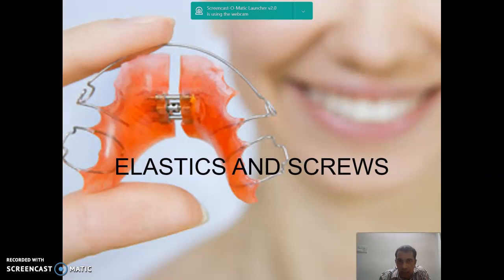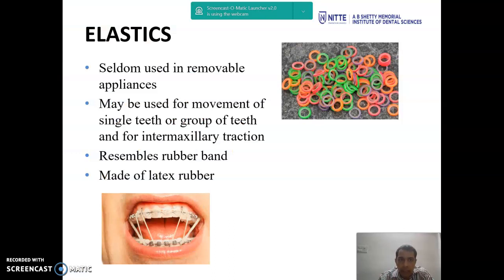Now, the elastics which are used are more commonly used with fixed orthodontic appliances. They are seldom used with the removable orthodontic appliances. The elastics, if they are used with the removable appliance, there is some sort of a fixed component. Not very often by itself are elastics used. In comparison to a removable and fixed orthodontic appliance, the use of elastics in removable orthodontic appliances is not very common. Elastics, as I mentioned just now, are seldom used in removable appliances.